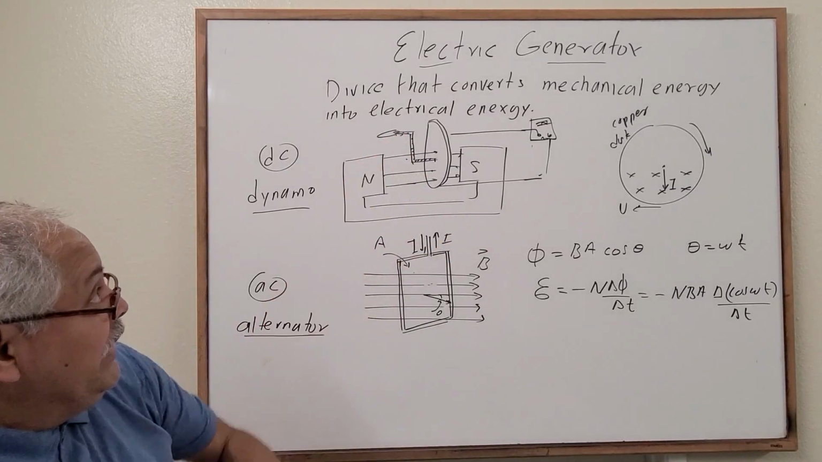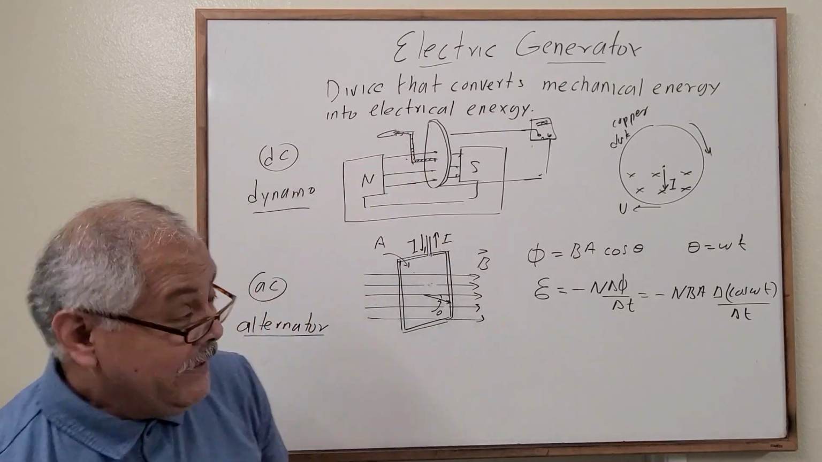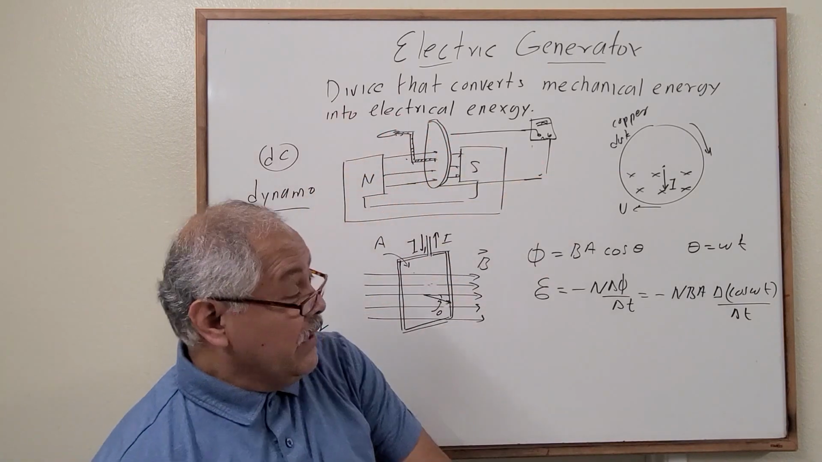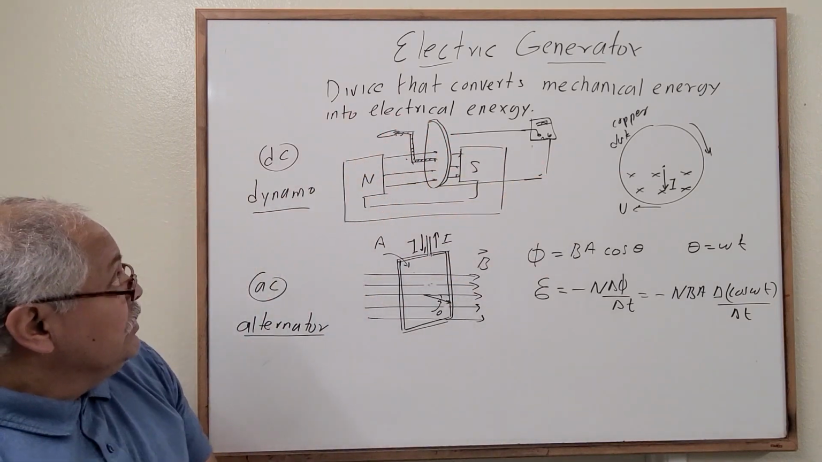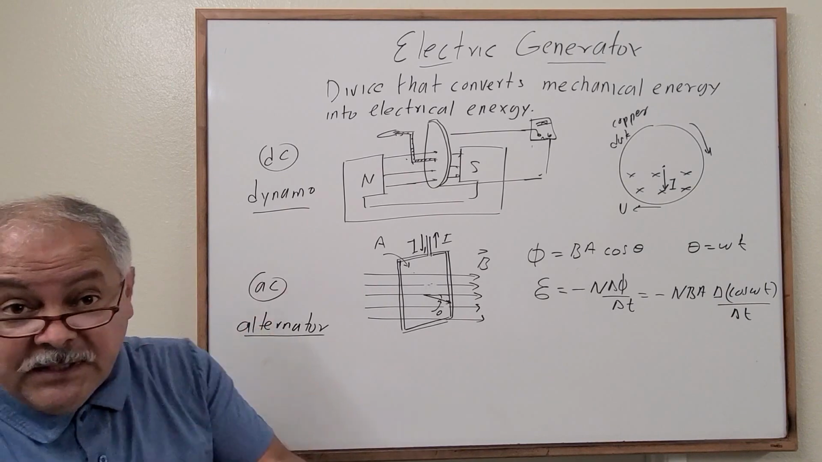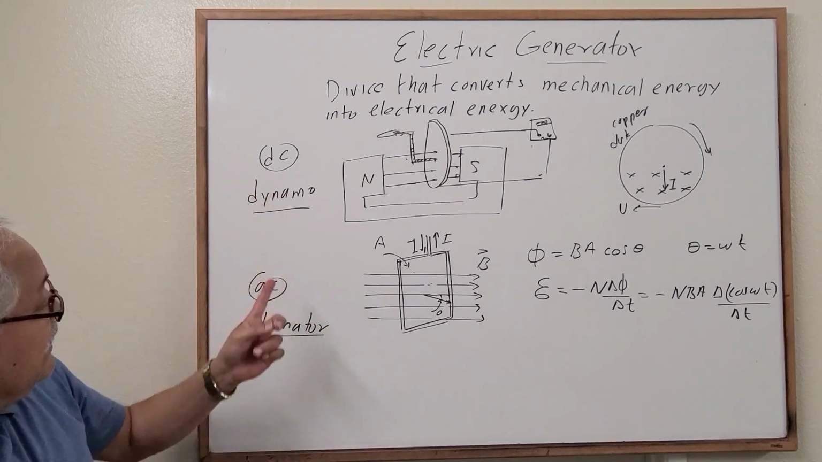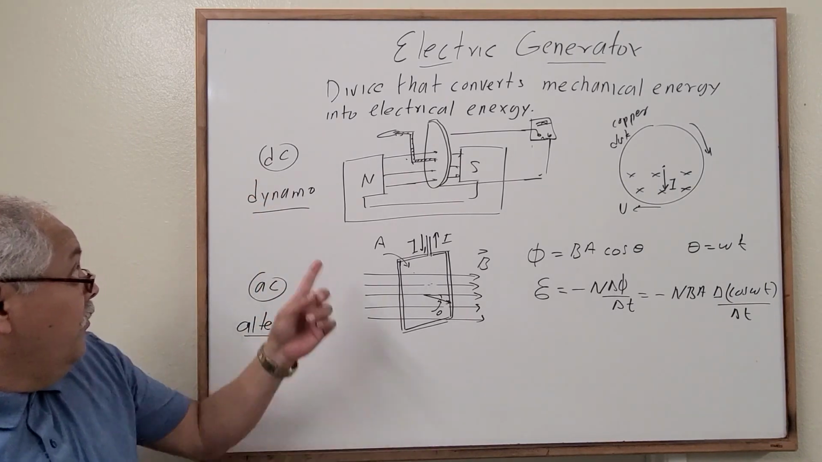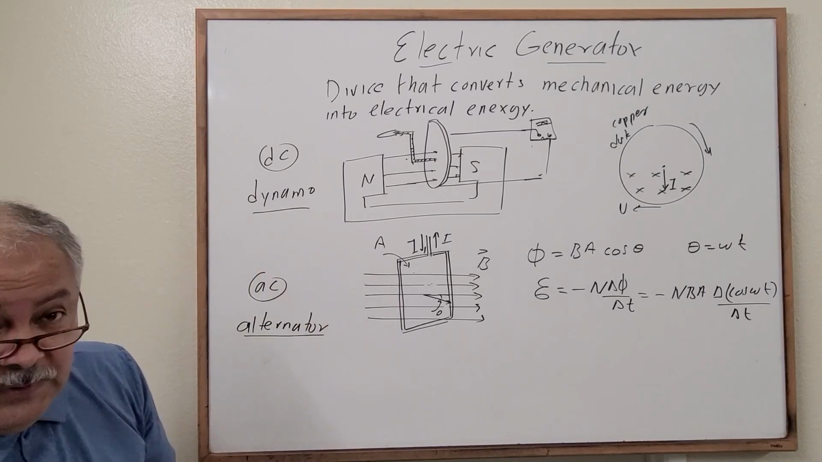Okay, now let's go to electric generator. An electric generator is a device that converts mechanical energy into electrical energy. Let's pay attention to these two types, DC and AC generators. For DC, we call that the dynamo, so this example.